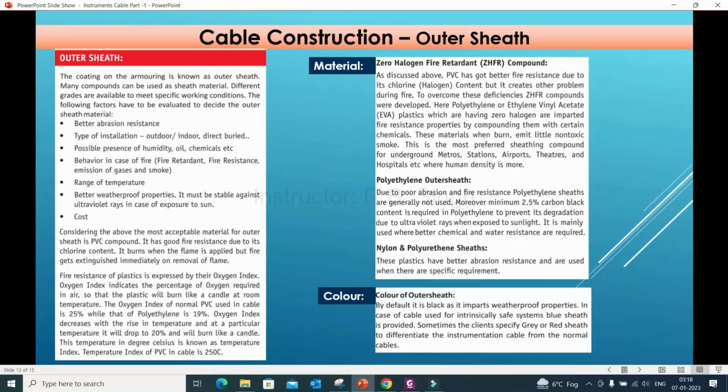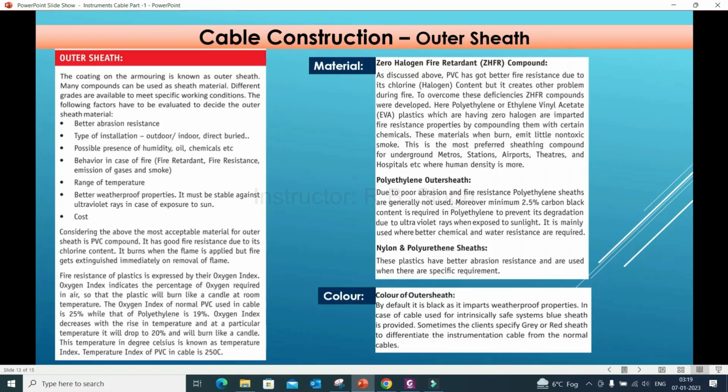Outer sheath. The coating on the armoring is known as the outer sheath. Many compounds can be used as sheath material, and different grades are available to meet specific working conditions. The factors that affect the sheath material are better abrasion resistance, type of installation like outdoor, indoor, or direct buried, possible presence of humidity, oil, chemicals, etc., behavior in case of fire, range of temperature, and better weatherproof property. Basically, the outer sheath is the part of the cable which directly touches the environment, like soil, temperature, and weather conditions.